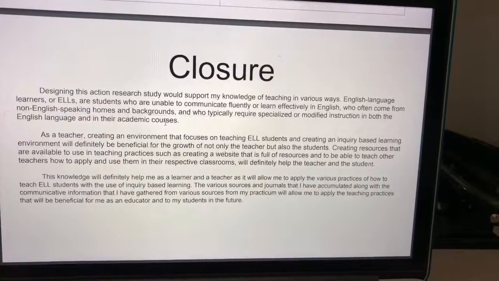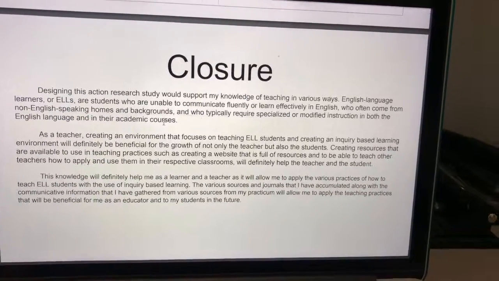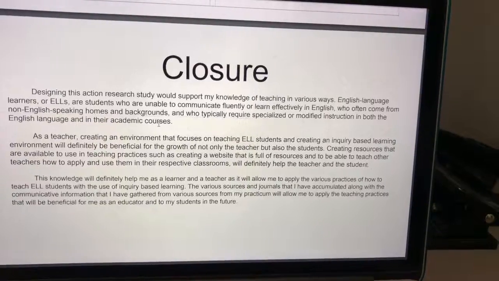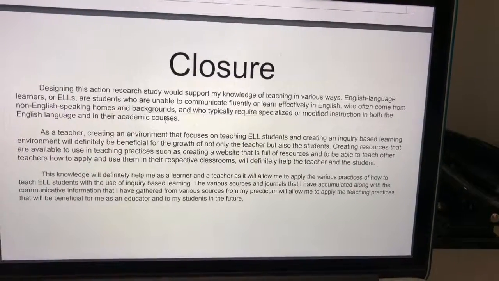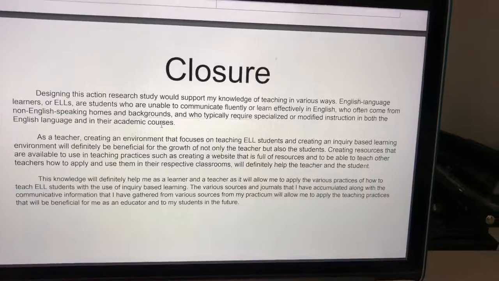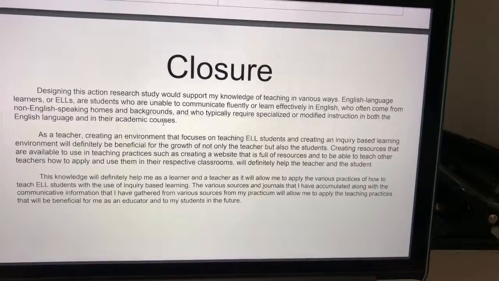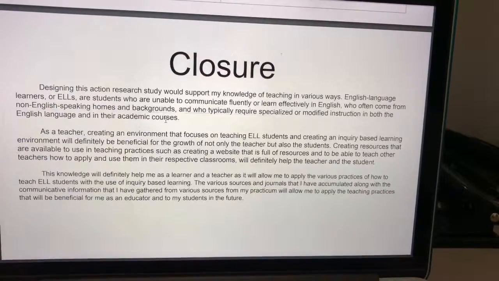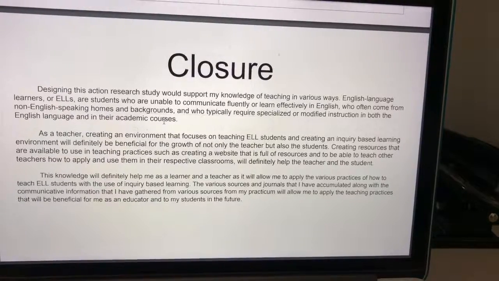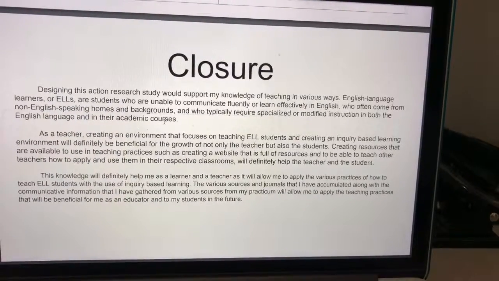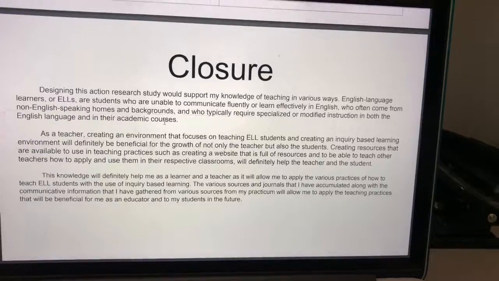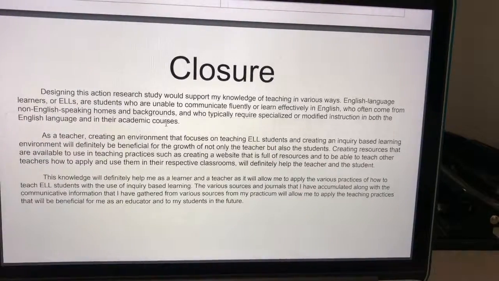As a teacher, creating an environment that focuses on teaching ELL students and creating an inquiry-based learning environment will definitely be beneficial for the growth of not only the teacher but also the students. Creating resources that are available to use in teaching practice, such as a website that is full of resources, and being able to teach other teachers how to apply and use them in their respective classrooms, would definitely help the teacher and the student.